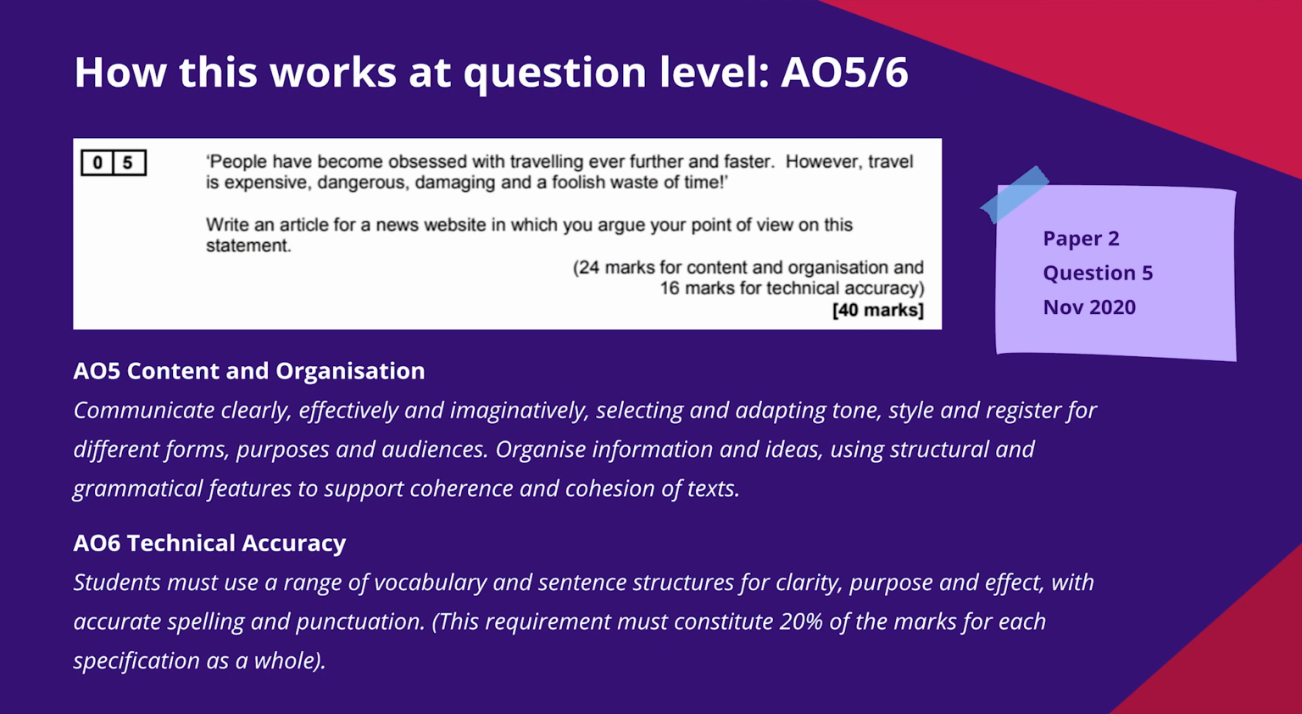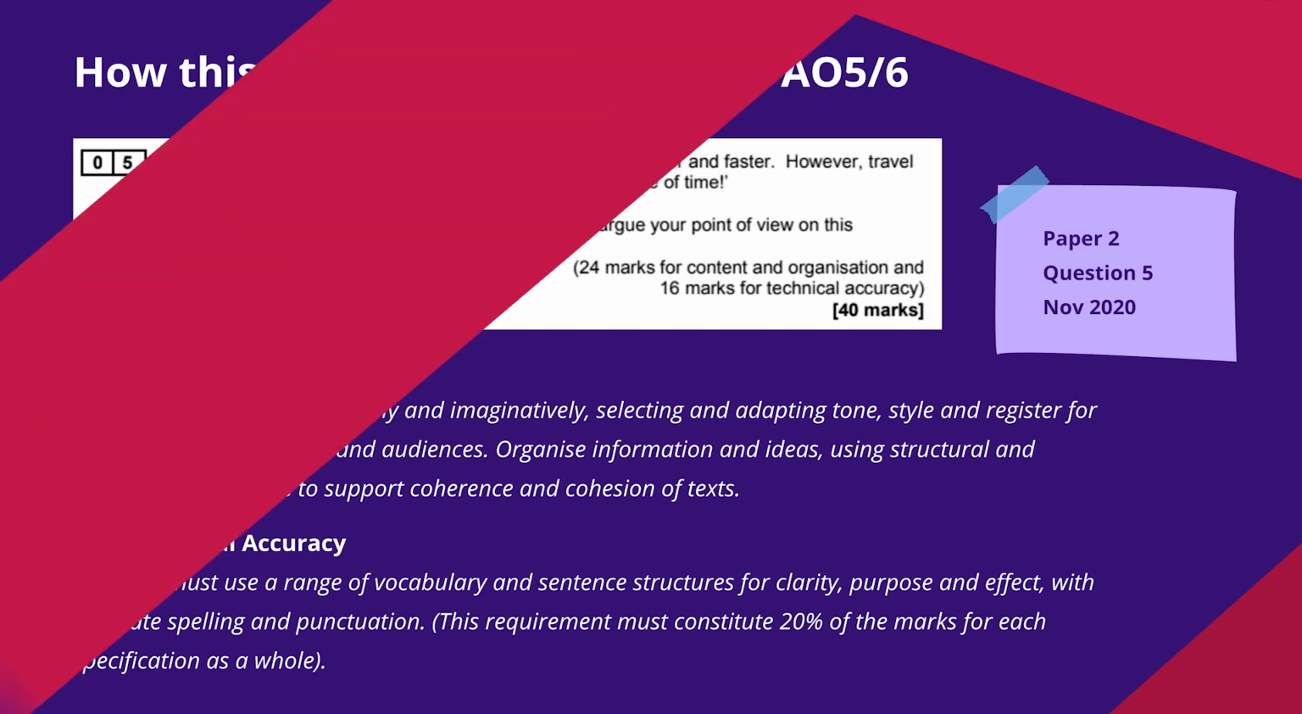This question from Paper 2 is out of 40 marks, but you can see that these marks are split, 24 for content and organisation, 16 for technical accuracy. Those words exactly mirror our assessment objectives, signalling the weighting between AO5 and AO6 for this question. Once again, for candidates, it is clear which assessment objectives are being tested.